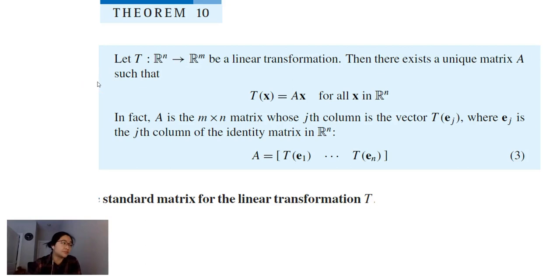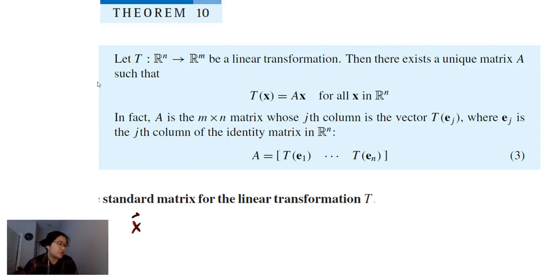So we have this. We're taking Rn to Rm with a linear transformation T. Then there's going to be a unique matrix representation that can show us what our linear transformation T is for all x's in Rn. And just like we did before, we can take our transformation on the columns of our identity matrix, and we will be able to construct our A. And this is called the standard matrix for the linear transformation T.